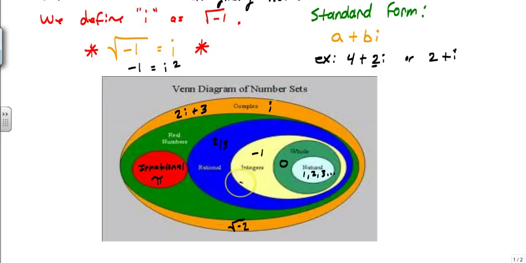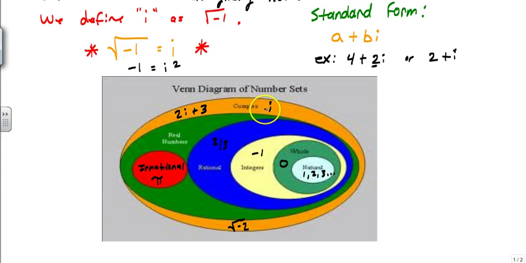Now we're talking about introducing something new and calling the whole thing complex numbers. So when we introduce imaginary numbers with the real numbers, that becomes the set of complex numbers. So as you can see, I've put in some numbers here.